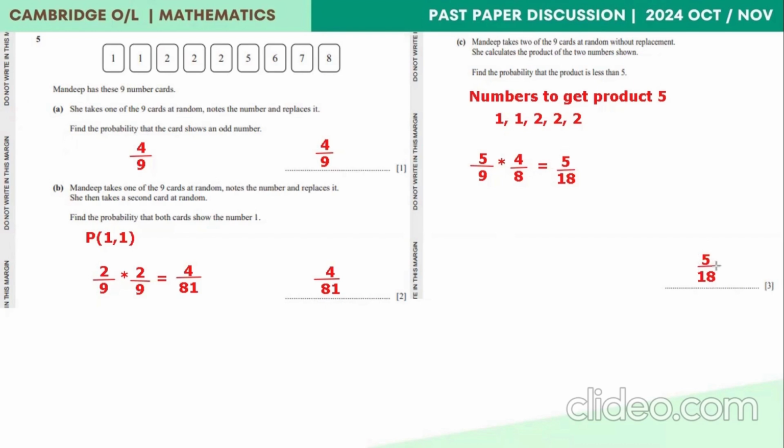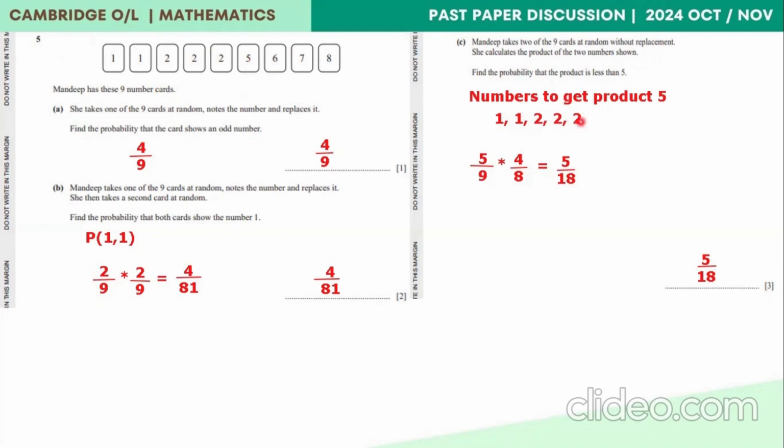So again, if I explain this question, Mandeep now takes 2 of the 9 cards at random without replacement. So now she calculates the product of the two numbers received. We have to find the probability that the product is less than 5. So out of all these 9 numbers, the numbers that would give us product 5 are going to be 1, 1, 2, 2, and 2.